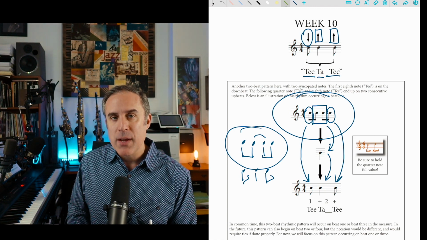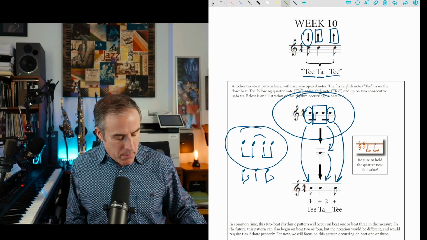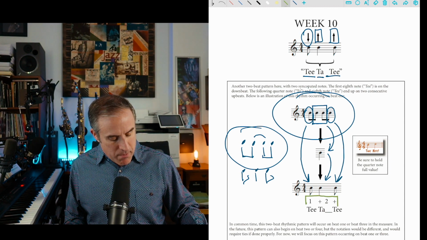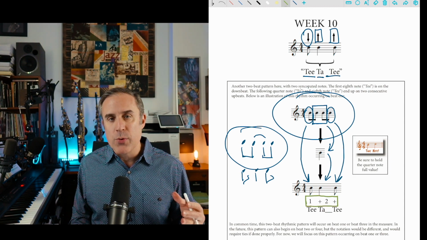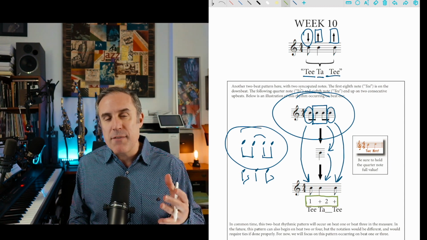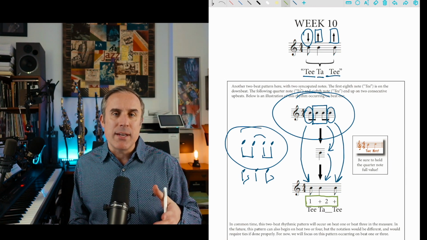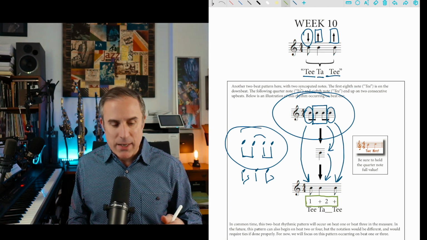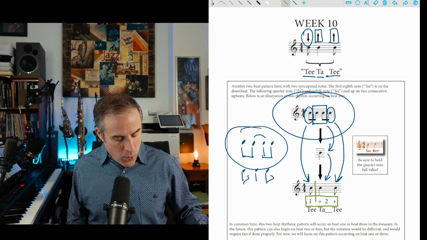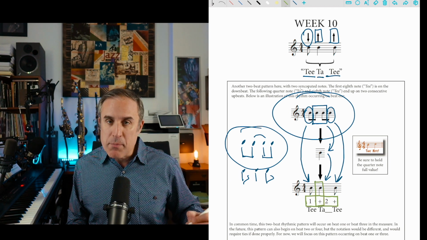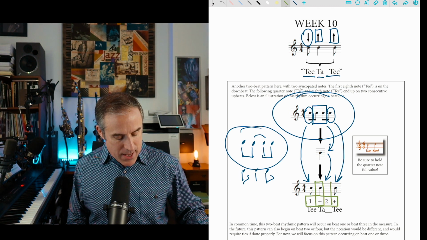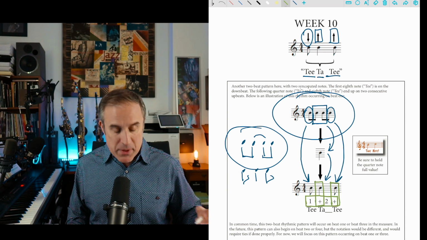Now, I want to draw our attention to the bottom of the page where I've included the numerical counting system beneath our new rhythmic motif. And the reason I've done that is so that you can actually see where those two upbeats are landing. And you will see that the quarter note comes in on the and of beat 1, and the last eighth note comes in on the and of beat 2.